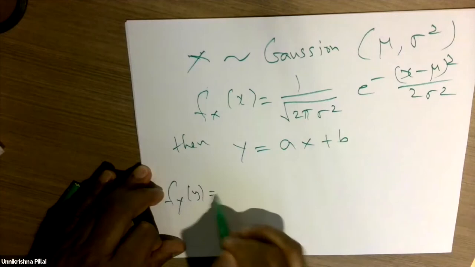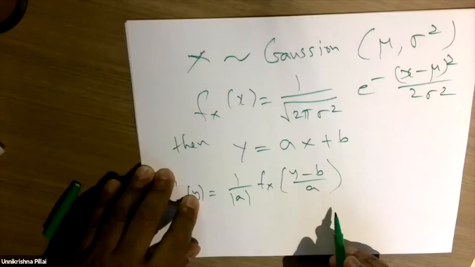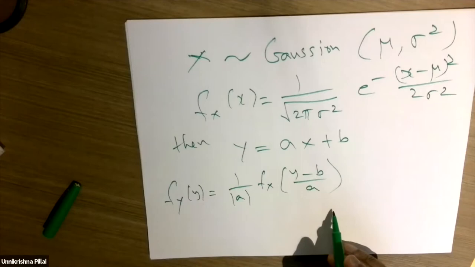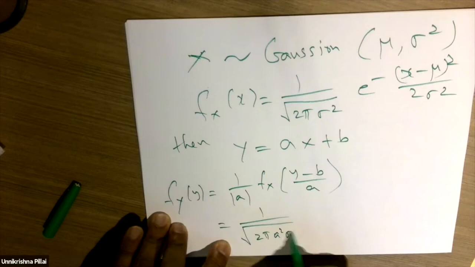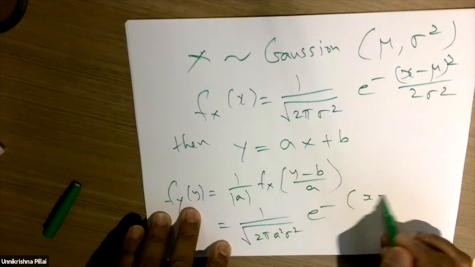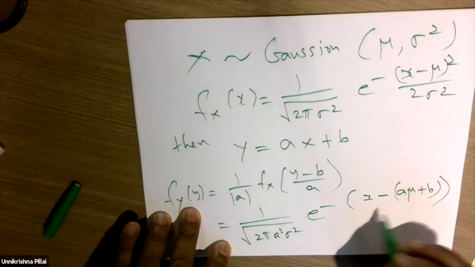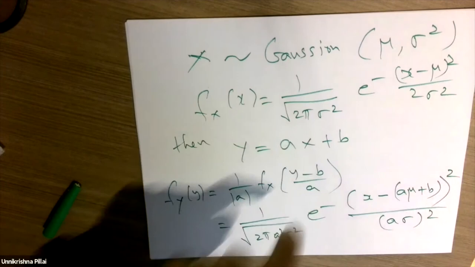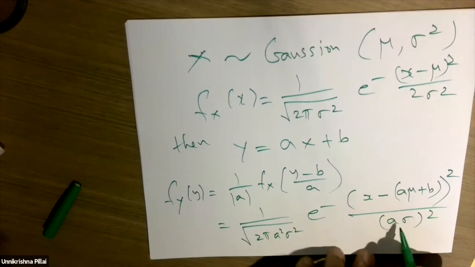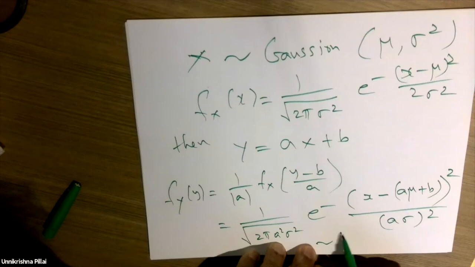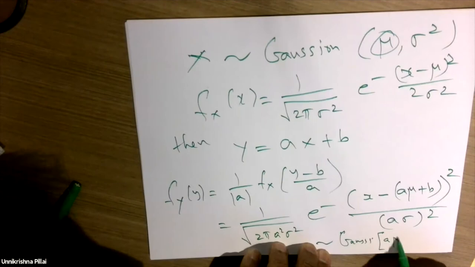I'm just going to write this. It turned out to be 1 over a times f_X of (y minus b) over a, wherever x is. So this will turn out to be the square root of 1 over 2 pi a squared sigma squared, e raised to minus (x minus ...) and so on. I just substituted this into this. So we can see that this is the same form. This is Gaussian form. So you can say this is Gaussian. Instead of the first parameter, I have a mu plus b. And the second parameter is a squared sigma squared.